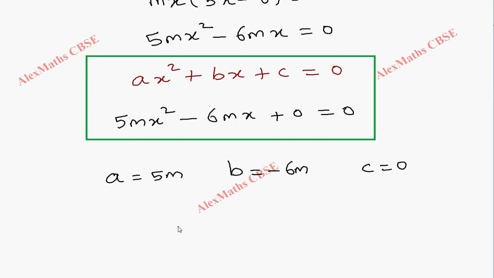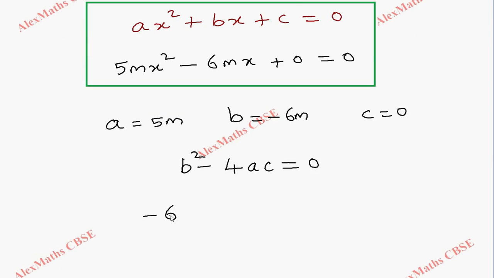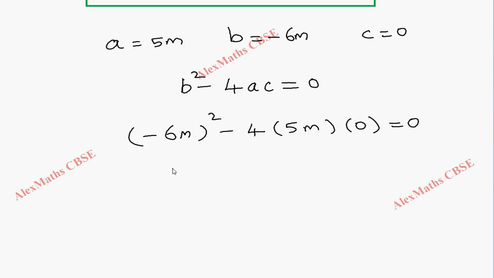When a quadratic equation has two equal roots, the discriminant value, which is b square minus 4ac, is 0. When we substitute here, minus 6m whole square minus 4 into a, which is 5m, into c, which is 0, is equal to 0. So from this, by squaring this, we get 36m square minus 0 equal to 0. And from this, 36m square is equal to 0.